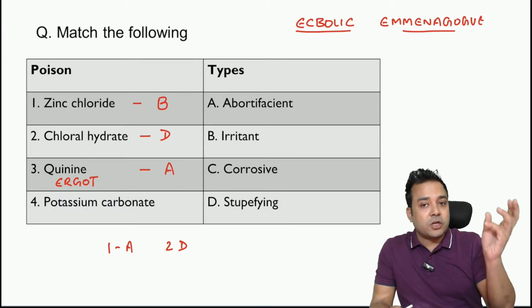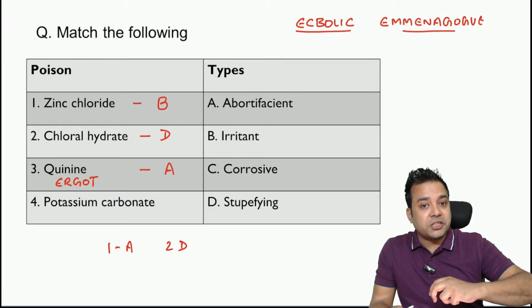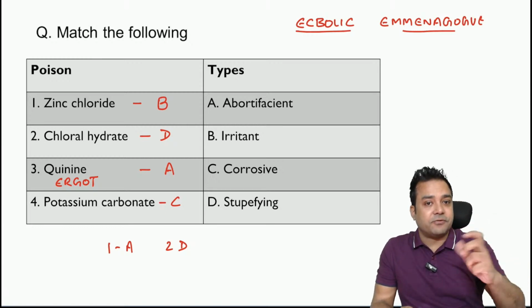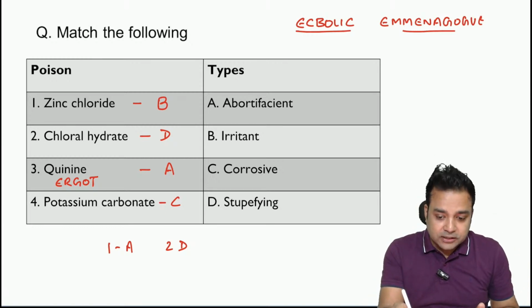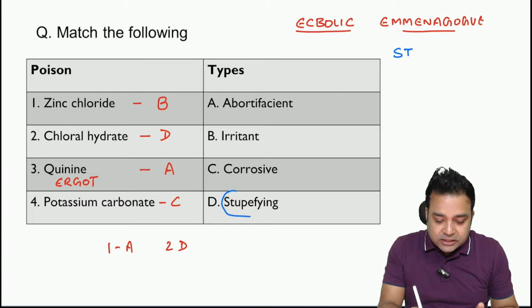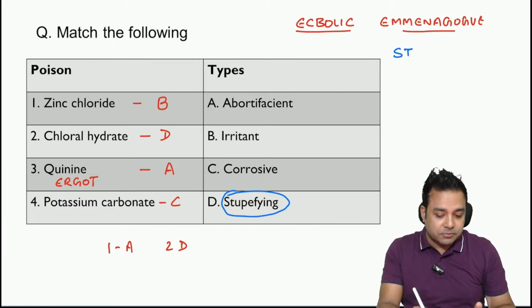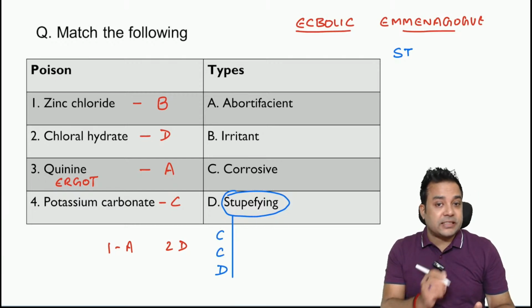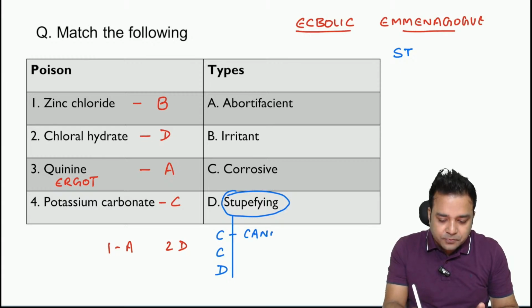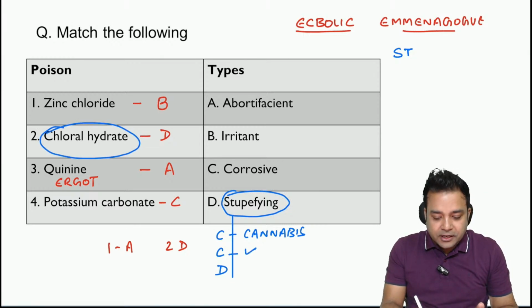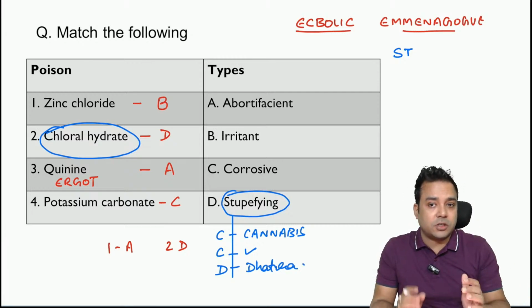And potassium carbonate, sodium carbonate, ammonium carbonate, all are potential alkalis. So I will match them with corrosives. So it was not that difficult. Another thing which was asked in one of the exams was the list of stupefying poisons. Means the differential of stupefying poisons was asked in the exams. So let us remember it like this. CCDs are stupefying in nature. C for cannabis. 1 C is there in the option itself, that is chloral hydrate. And D for datura. These are 3 important stupefying poisons which make the person unconscious for some time.